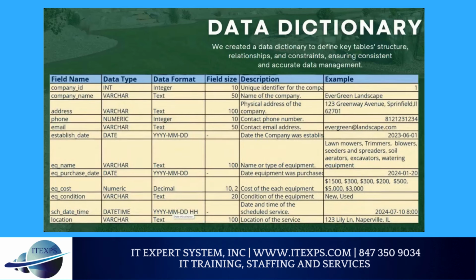we can observe and analyze an example of a data dictionary created for the company table and equipment table. Here we have employed suitable data types, data formats, and field sizes for each field. This data dictionary defines the data structure and constraints for our key tables, ensuring consistent and accurate data management across our landscape management system.